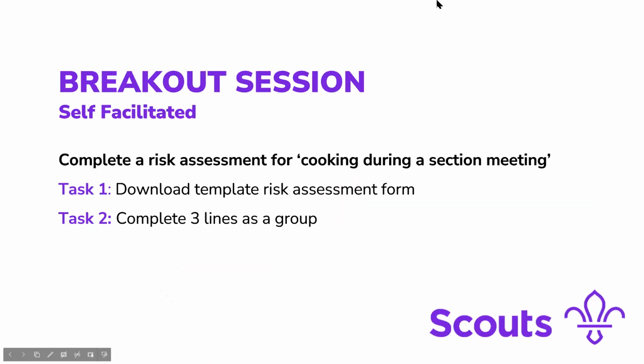So now we're going to go on to the next slide, and we're going to have a bit of a breakout room session for you to go away and start putting the risk assessment together. For this session, we've decided to do just cooking during a section meeting. So imagine you're at a scout hut with a kitchen. Well, I suppose you could be cooking outdoors as well. You can choose where you're cooking, but that's the activity we're going to do the risk assessment for.